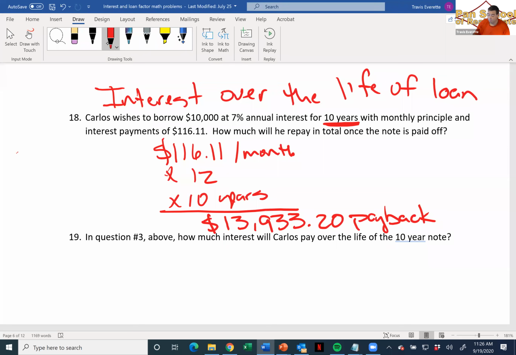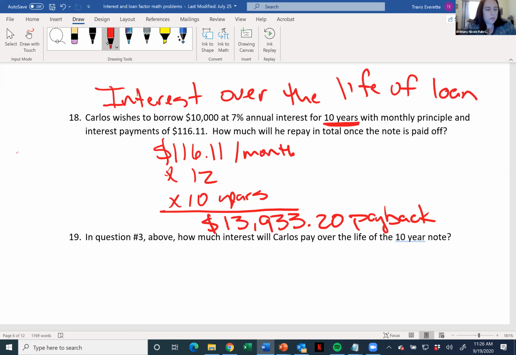Here's the thing. That payment of 116.11 is not interest every month. That's the total payment. That's principal and interest. So I can't tell you how much of that 116.11 is interest in any particular month. But what I can tell you is that every month I am paying the same 116.11 total. Remember, the monthly payment stays the same every month. Does that make sense for everybody?